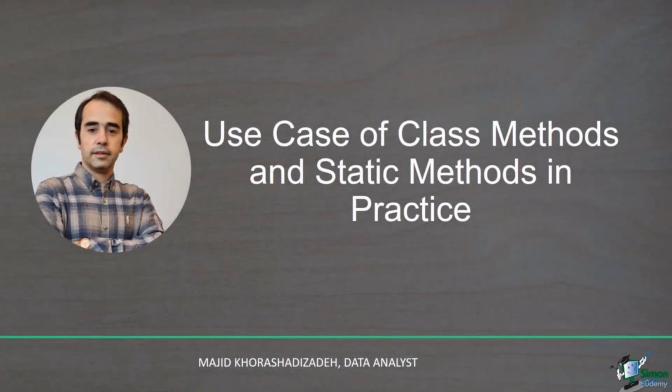Hello and welcome back. In the previous video, you learned that there are three types of methods in Python: instance methods, class methods, and static methods. While in most cases you define instance methods, in this video I will show you the use cases for the two other methods. So let's jump into code and see when we can use class methods and static methods.